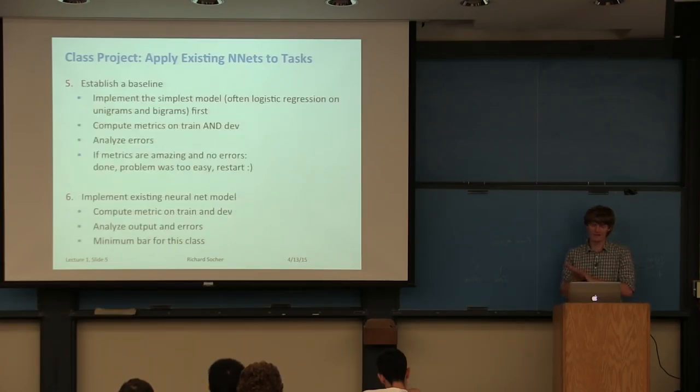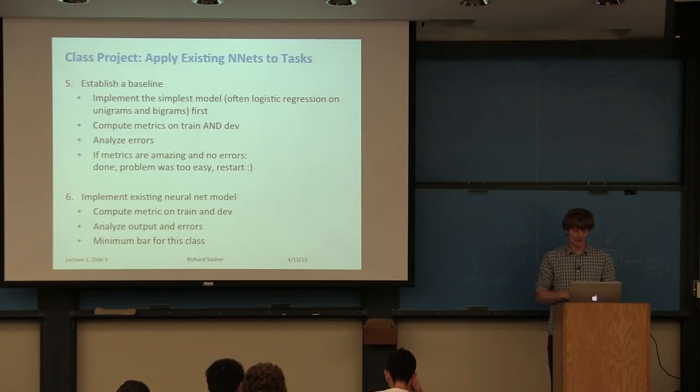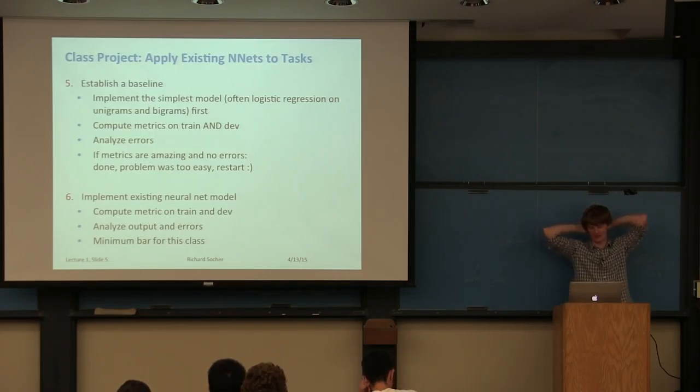All right, so step 5, establish a baseline. Basically, you want to implement the simplest model first. In many cases of supervised natural language processing algorithms, that could be just logistic regression on unigrams and bigrams. So just very simple logistic regression on your word identities, so the one-hot kinds of vector representations that we used. And then you compute your metrics on your train and your development split. You analyze your errors on your development split.